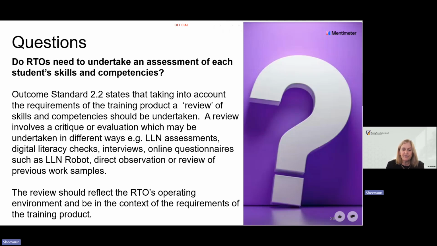The review should reflect your operating environment, because the premise of the new standards for RTOs is all about what you do in your business and how you meet those standards within the context of that business. So think about it like that.